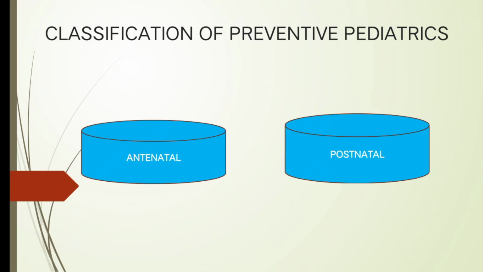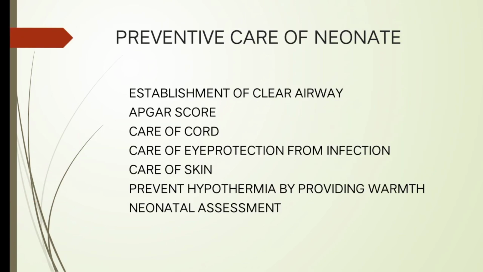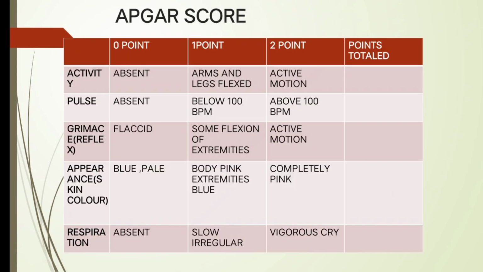And also we will do monthly checkups, and in the last trimester, that is the 3rd trimester, you will ask the mother to come every week, so that prompt treatment can be given and further complications in the mother and the baby can be prevented. And in the postnatal aspect of preventive pediatrics, we are going to establish a clear airway, APGAR score, care of the cord, care of the eyes for protection from infection, care of the skin, prevent hypothermia by providing warmth, and neonatal assessment is done for the baby. So once the baby is born, you are going to check all these criteria, and you are also going to do the APGAR scoring management.